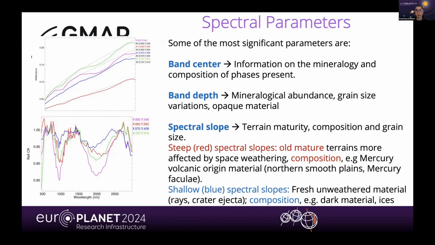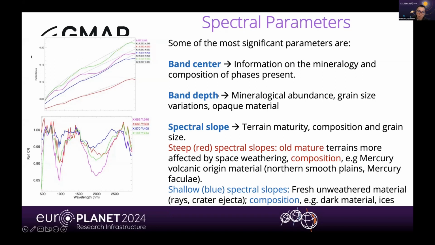The main spectral parameters useful to map the mineralogy of a surface are mainly three, so the band centers, which give information on the phases present. In particular, here you have the band at 1 and 2 micron linked with the pyroxenes.